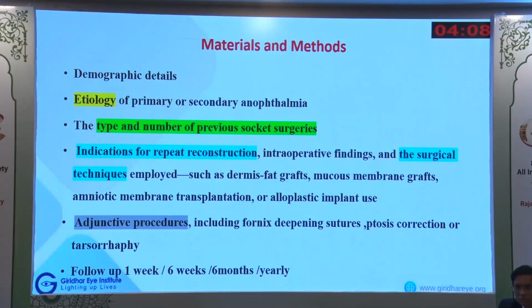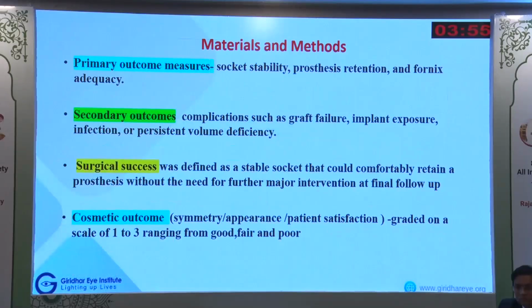Etiology of primary and secondary anophthalmia, type and number of previous socket surgeries, indications for repeat reconstruction, surgical techniques employed, and adjunctive procedures done were analyzed. Patients were followed up at 1 week, 6 weeks, 6 months, and yearly thereafter. The primary outcome measures were socket stability, prosthesis retention, and fornix adequacy. Secondary outcomes were analyzed in terms of graft failure, implant exposure, infection, and persistent volume deficiency.